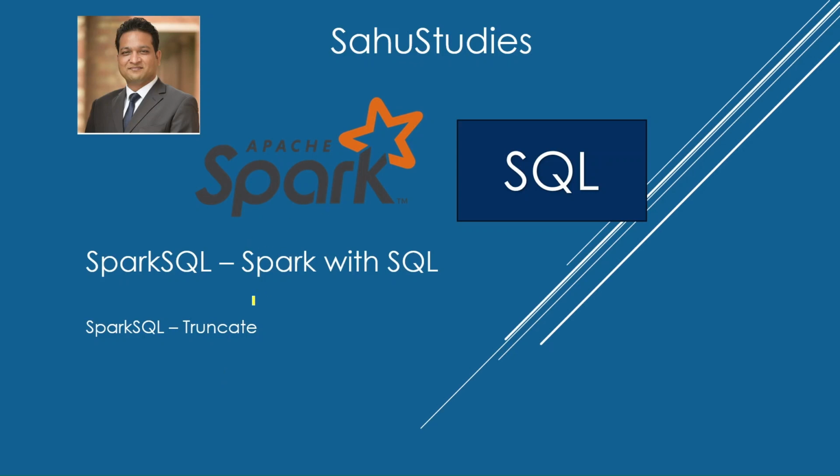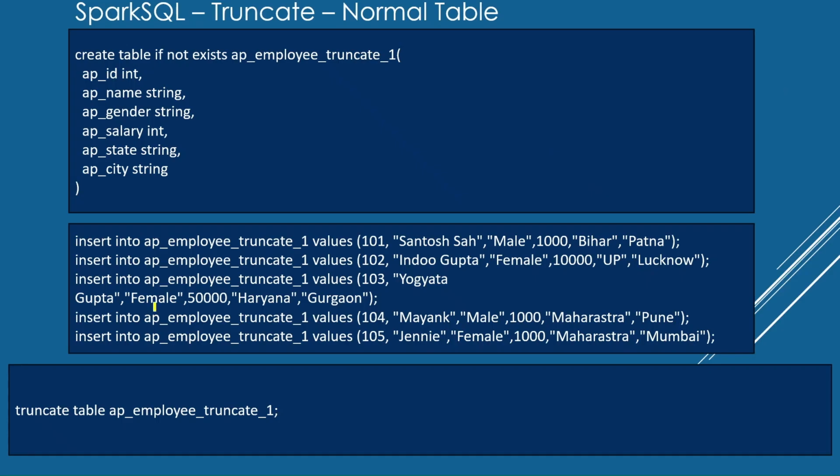In this video, we are going to see how we can truncate a table in SparkSQL. So let's do a truncate on a normal table. How can we create a normal table? We can create a normal table with the help of a create table command by providing the name of the table. These are the columns which I have defined in this normal table.